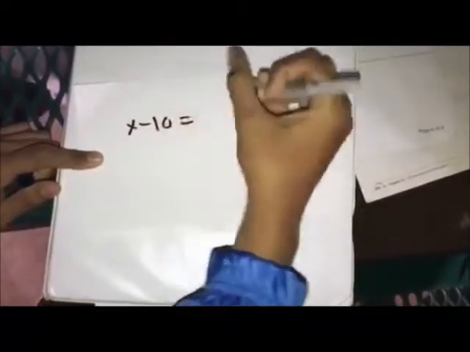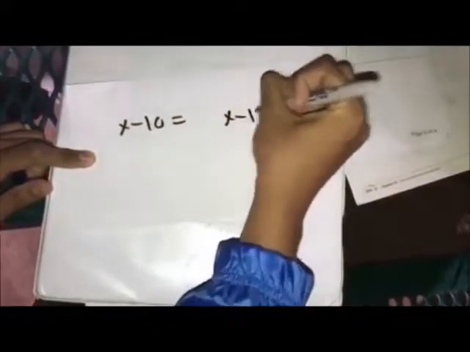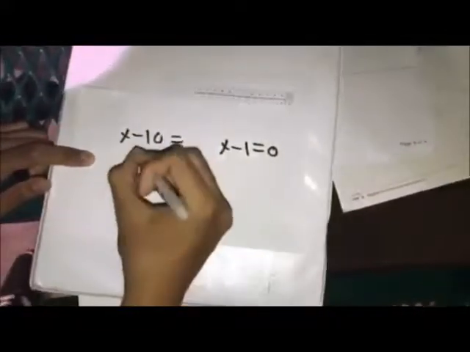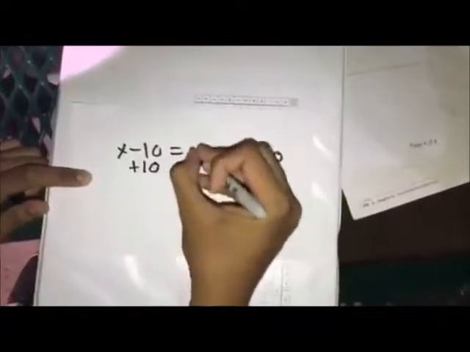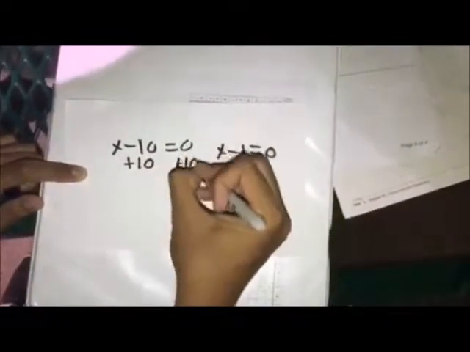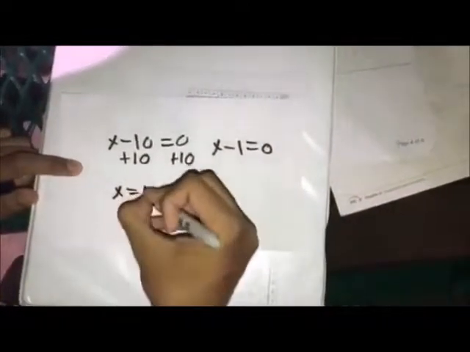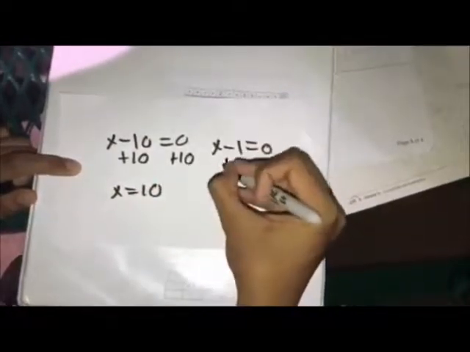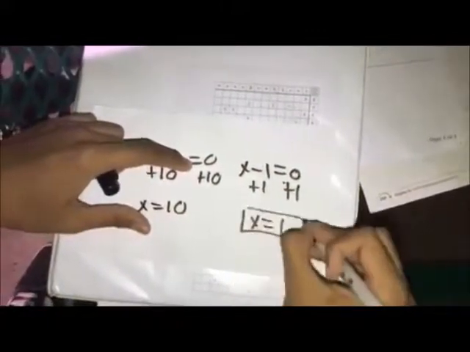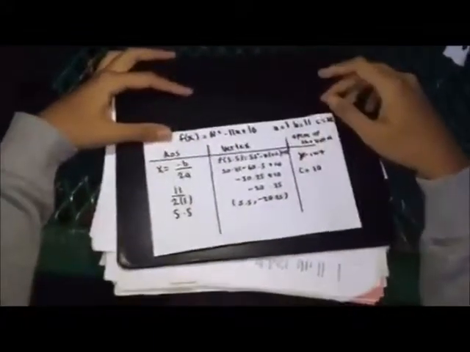Alright, so now we put x minus 10 equal to 0 and x minus 1 equal to 0. So we add 10 here and 10 here, and we get x equals 10, and we get plus 1, plus 1, and we get x equals 1.